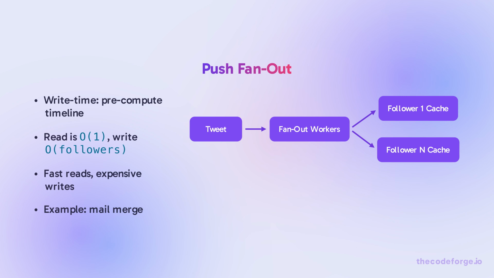Push fanout means when a user tweets, we pre-compute and store the tweet in every follower's timeline cache. Read cost is O(1), but write cost is O(followers). It's like mail merge, each subscriber gets a personalized copy.